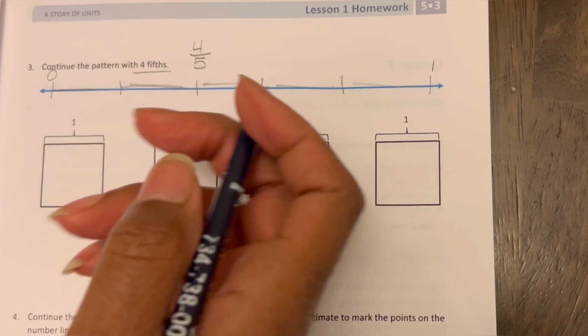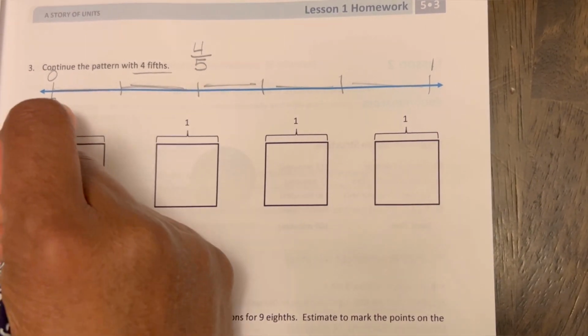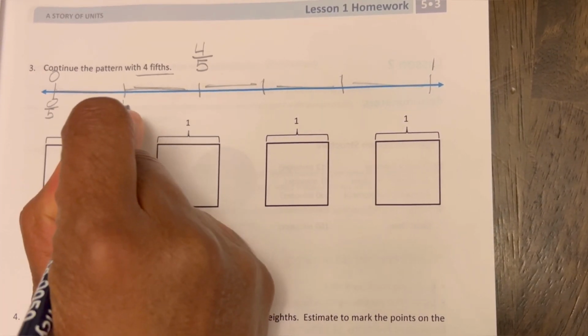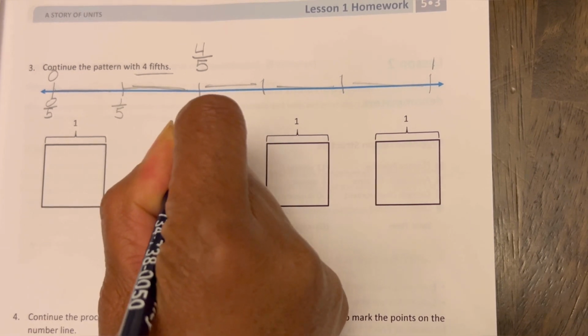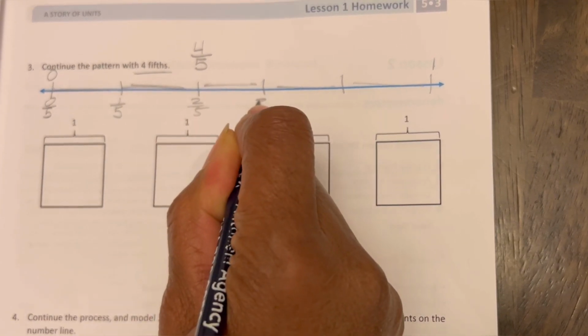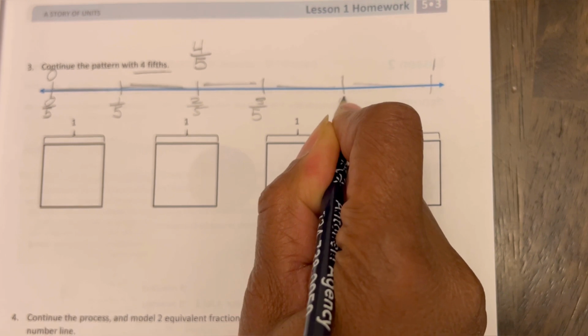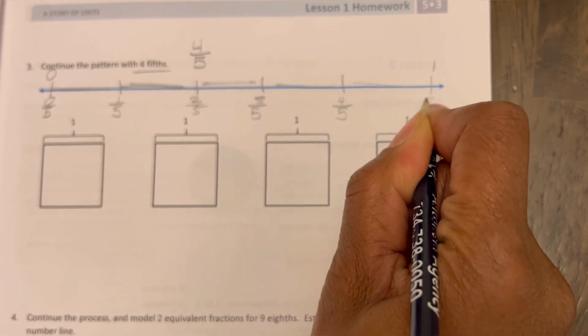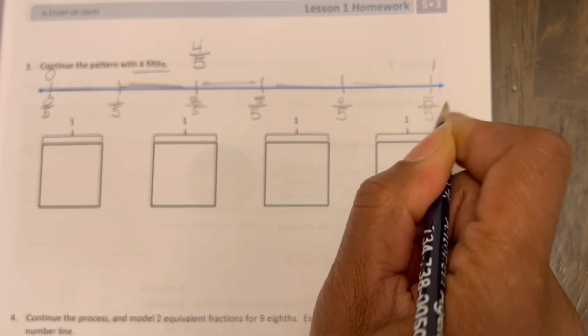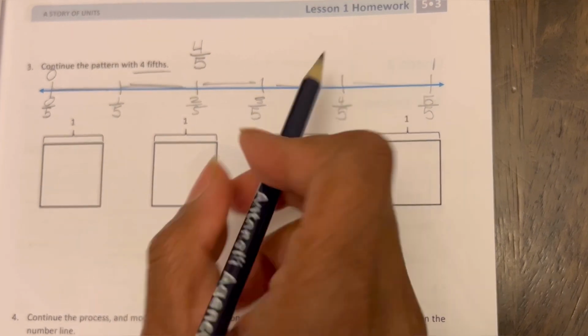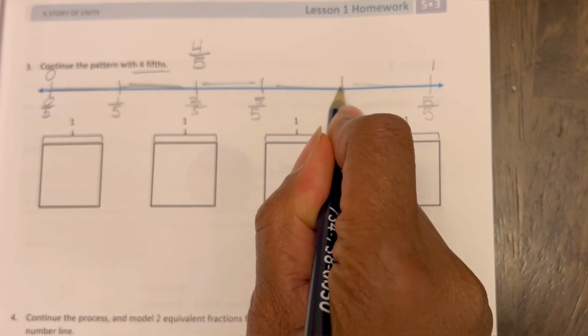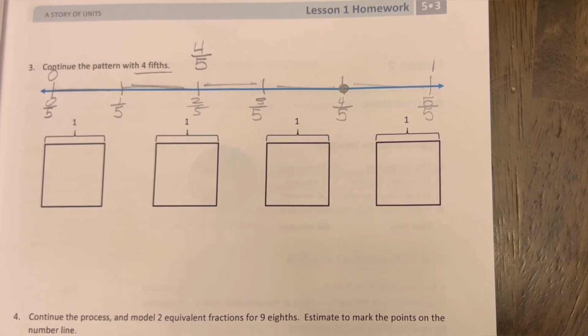So now we're gonna label. So 0/5, 1/5, 2/5, 3/5, 4/5, 5/5. And then we're just gonna put a point above our 4/5 like that.